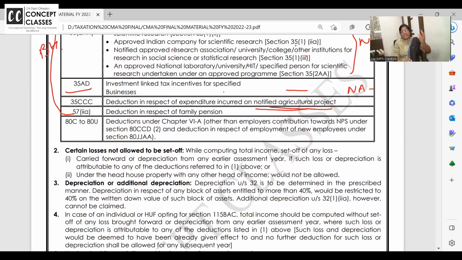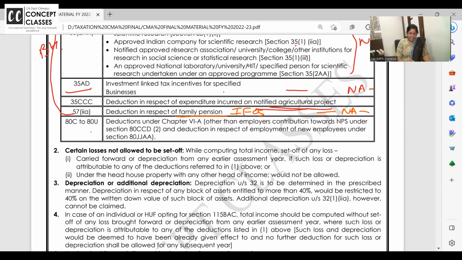Now come to income from other sources. Gift and savings account interest and FD interest and board sitting fees and all. Here, you are getting a deduction in family pension, one-third or 15,000, whichever is lower, in income from other sources, which is not applicable now. If you are going for the new tax regime, this deduction is not allowed.